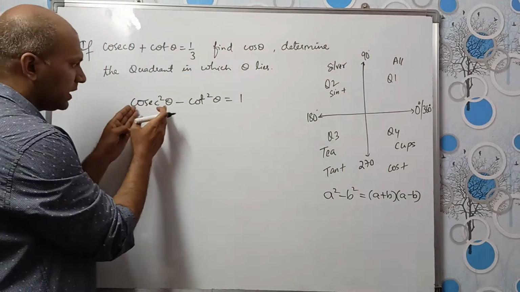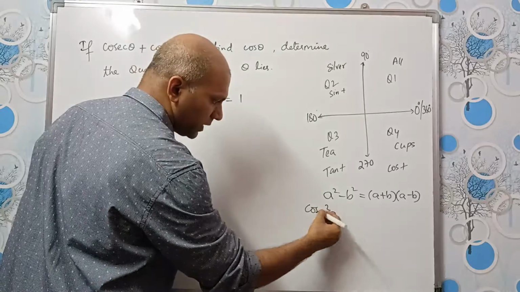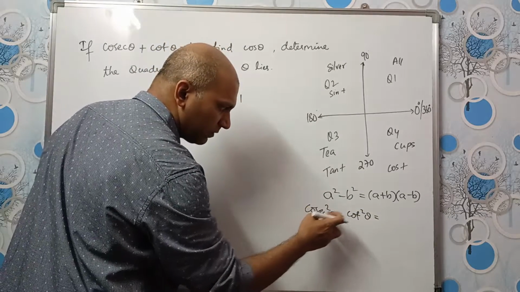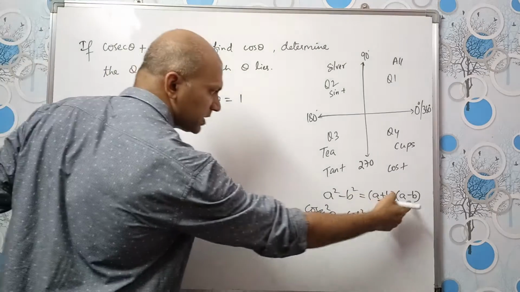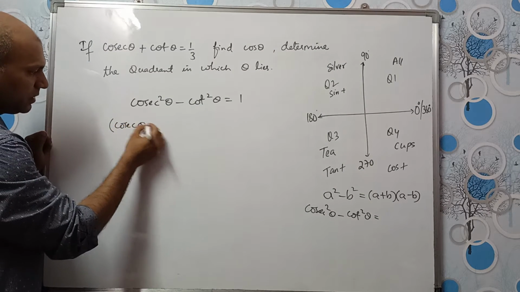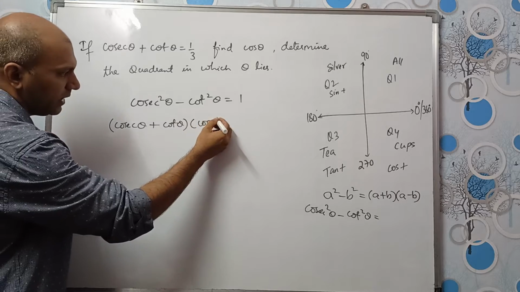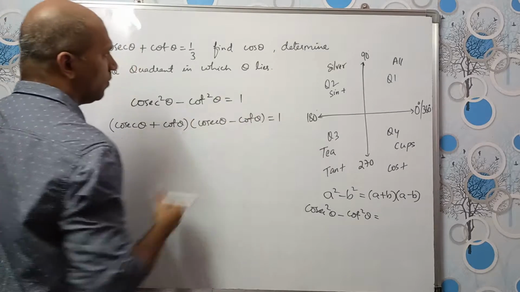So this is cosecant square minus cot square. In place of a we have cosecant, in place of b we have cot. So can we write this as a plus b multiplied by a minus b? Yes, let us write it. So (cosecant plus cot) multiplied by (cosecant minus cot) is equal to 1.